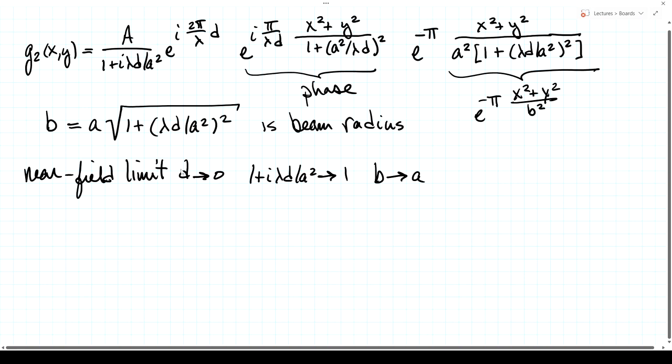And then up here, 1 plus a squared over lambda d, let's see. Well, now in this case, d is going to 0, so this is an over-d term, so this is going to get very big. So for that term, 1 plus a squared over lambda d quantity squared, we can neglect the 1 because this term is going to get very big. So that's going to just be a squared over lambda d, squared.